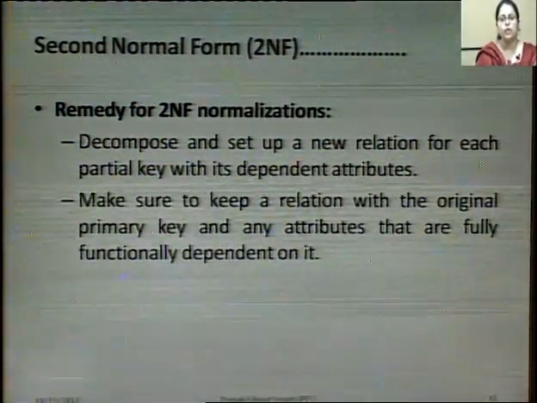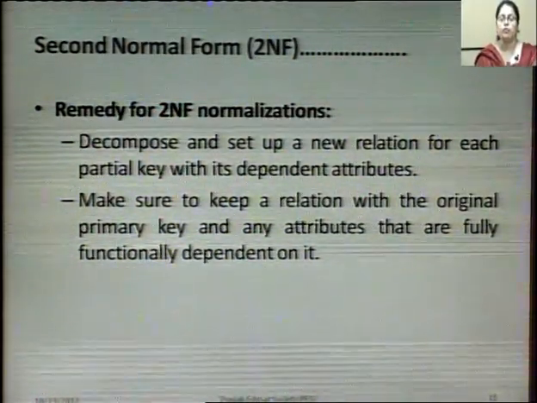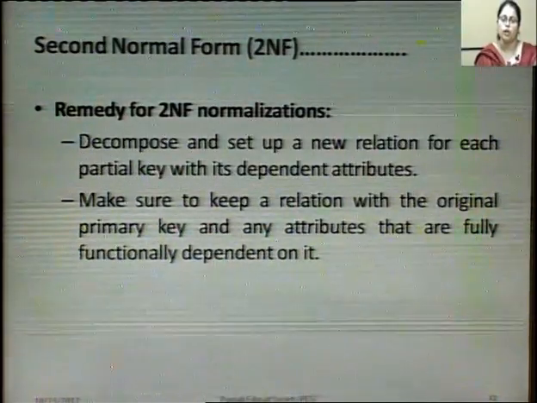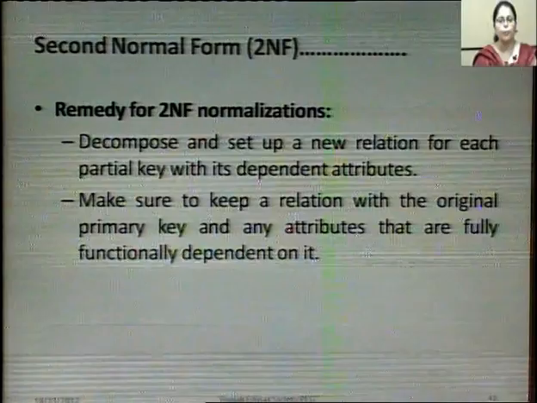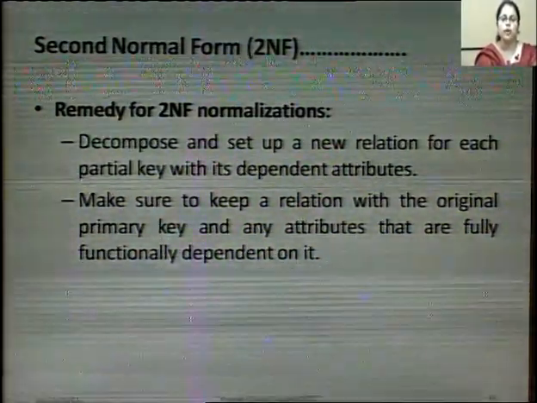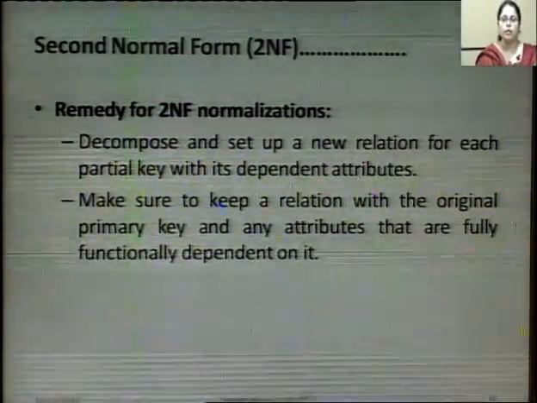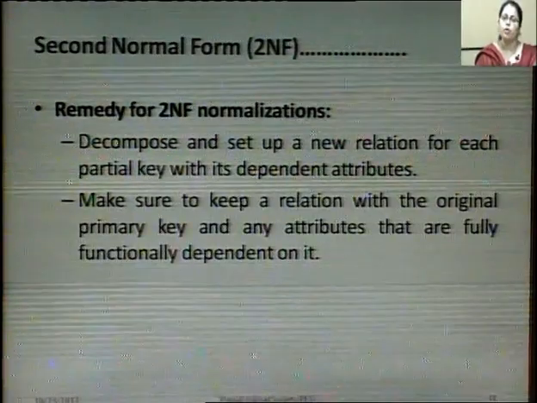Make sure to keep a relation with the original primary key and any attributes that are fully functionally dependent on it. That means if you are given a relation with a primary key, you have to keep that relation also, but decompose that relation, removing those partial keys with their dependent attributes from the relation.